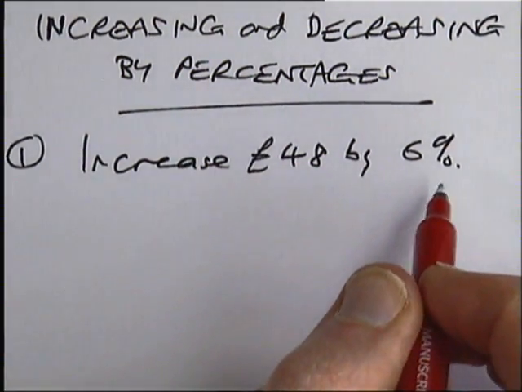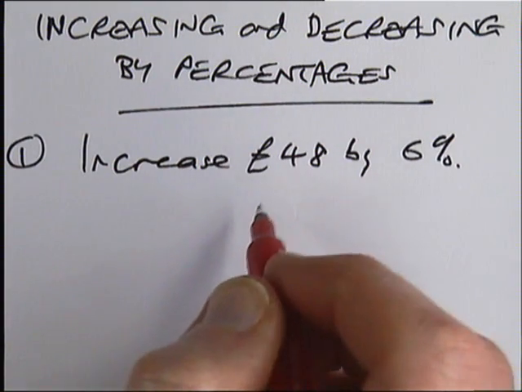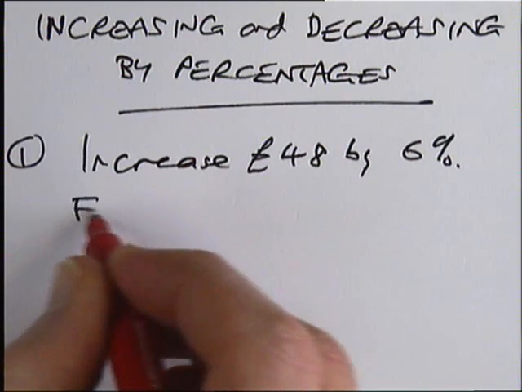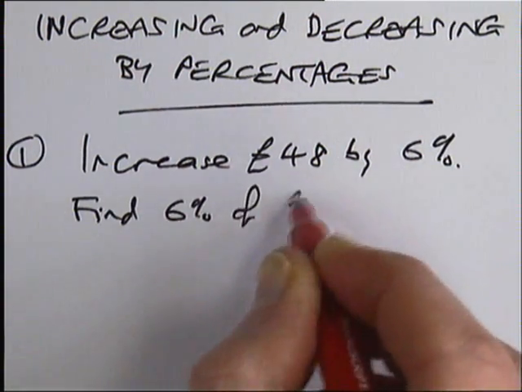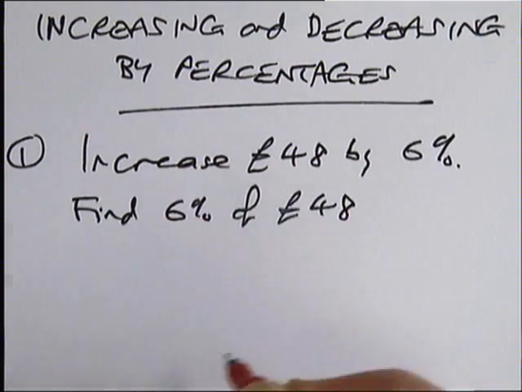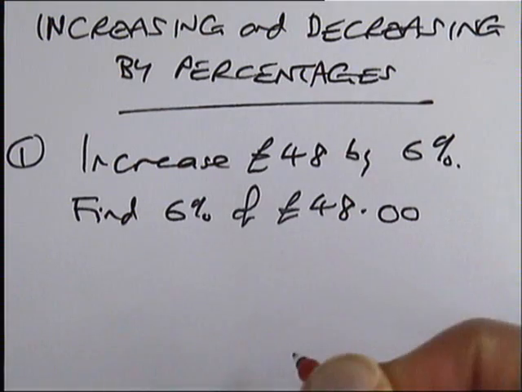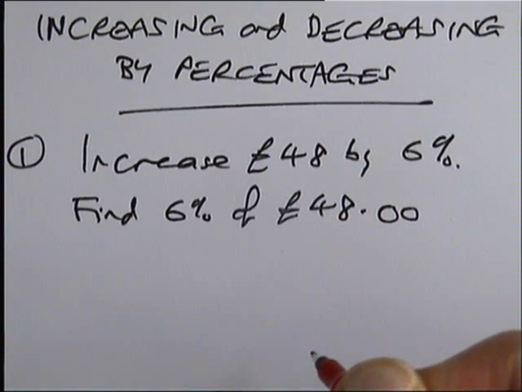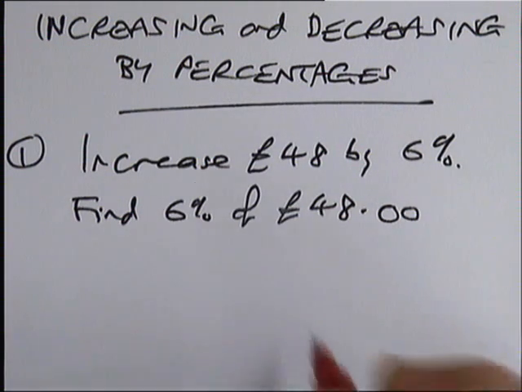So the first thing we've got to do, if we've got to increase £48 by 6%, is find what 6% of £48 is, and then add it on to that £48. So the first thing we need to do is to find 6% of £48. Now I'm going to put my 0.00 in here just to make it into pounds and pence, because it will help us a bit as we go through. I've got to find 6% of this.